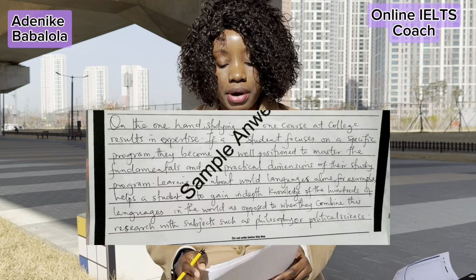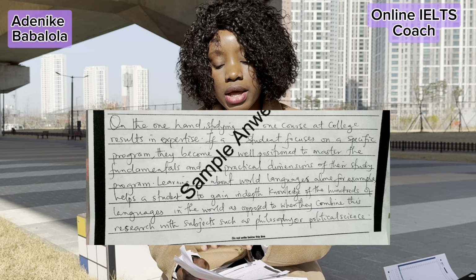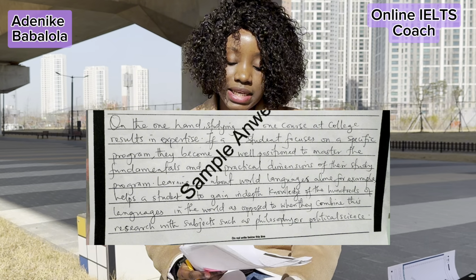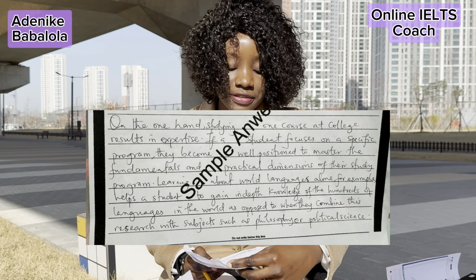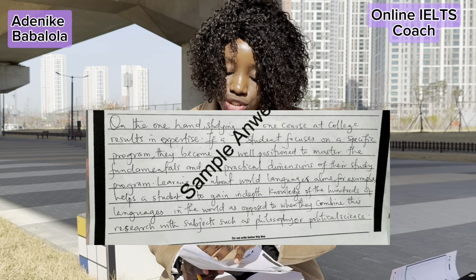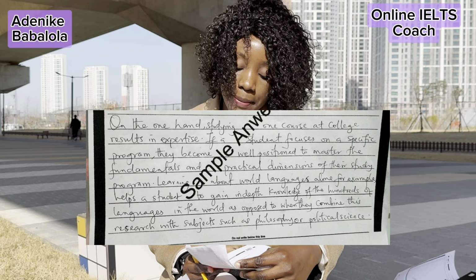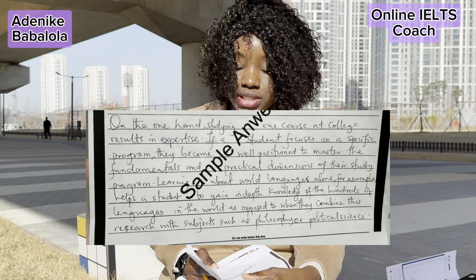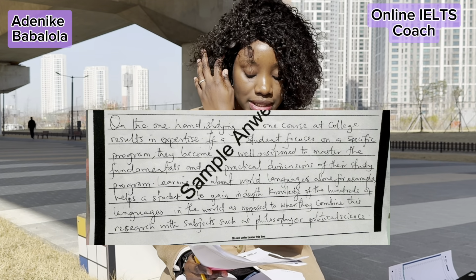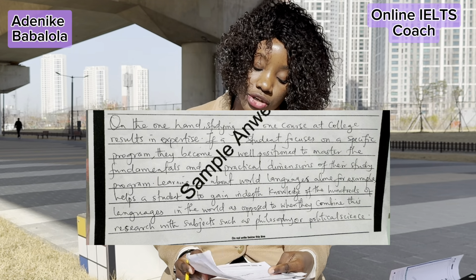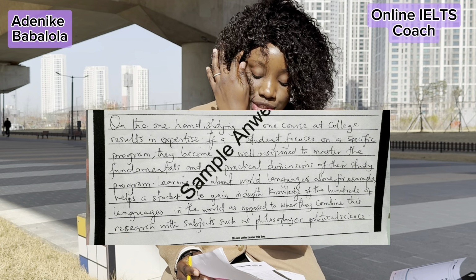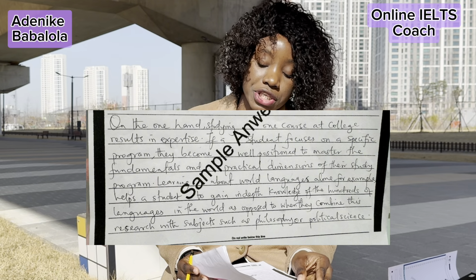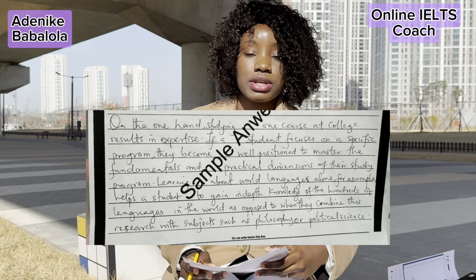So this is the first body paragraph. On the one hand, studying one course at university results in expertise. If a student focuses on a specific program, they become well positioned to master the fundamentals and practical dimensions of their study program. Learning about world languages alone, for example, helps a student to gain in-depth knowledge of the hundreds of languages in the world, as opposed to when they combine this research with subjects such as philosophy or political science. That's my first view.